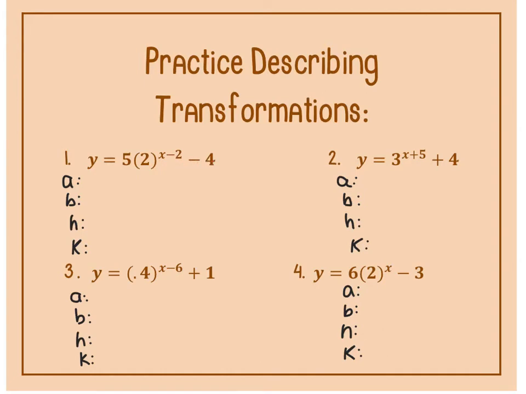So in this problem, we have A, B. H, we always change the sign, so it's a positive 2. So what did all those letters do? Well, this is a vertical stretch by 5.